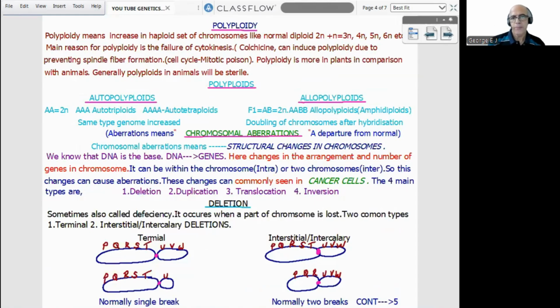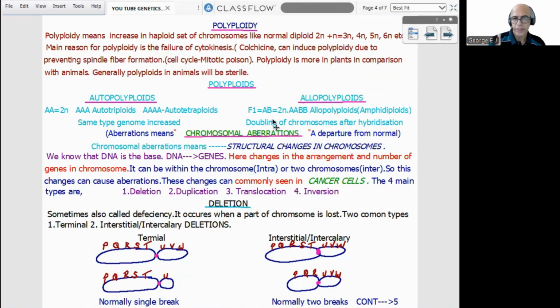Polyploid. Poly means many. How does it differ from the previous one? Polyploid means an increase in haploid sets of chromosomes over the normal diploid. Haploid sets are added. Haploid is n, so here you can find 2n plus n, 3n, 3n plus n, 4n, 5n, 6n, and it proceeds that way. The main reason for polyploidy is failure of cytokinesis.